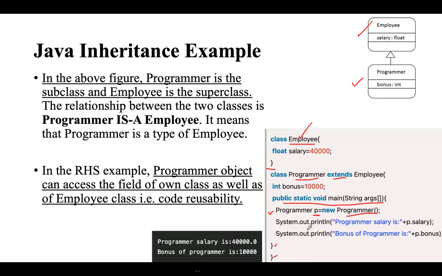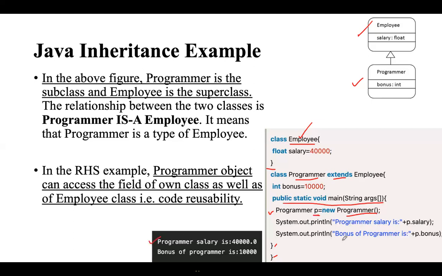So now we are just printing simple messages. "Programmer salary is" plus P dot salary. So P dot salary: P is an object of the Programmer class, so I will go there first, in the Programmer class. Is salary available there? No. Then it is extending the parent class Employee, so I will go into the Employee. Is salary available? Yes. And then that salary will be displayed. Programmer salary is 40,000, as you can see in the output.